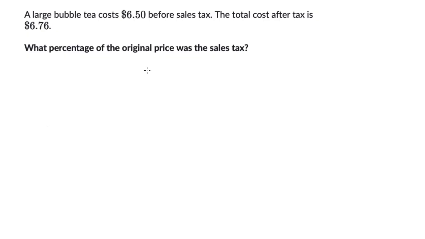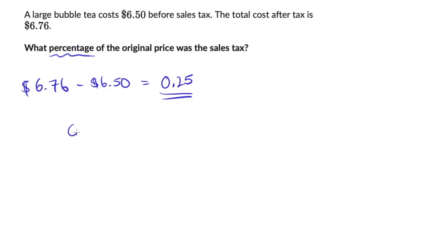Okay, so we know the absolute amount of sales tax there is. It's the difference between $6.76 and $6.50. So if we just take $6.76 and subtract from that $6.50, we are going to get 26 cents. So that's the absolute amount of the sales tax, but we want to figure out what percentage of the original price was the sales tax.